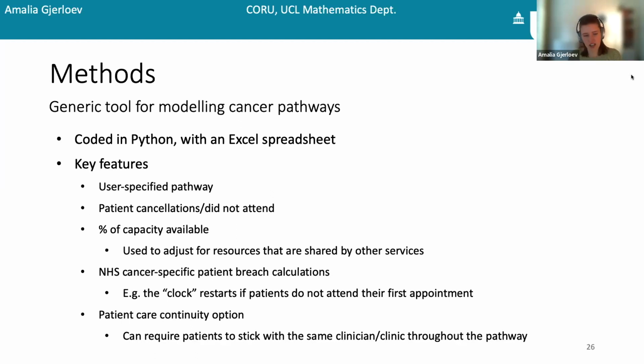To accommodate that, you can specify the percentage of capacity available, which simply scales your service rate by some percentage. For chest CTs, that's actually a very good way of getting around this issue of shared resources.